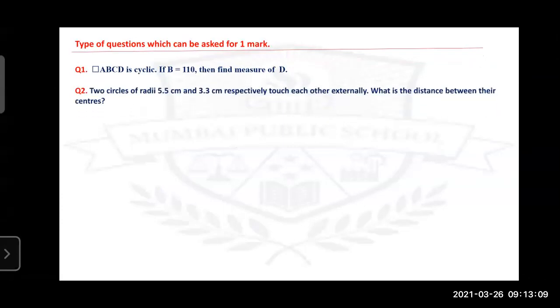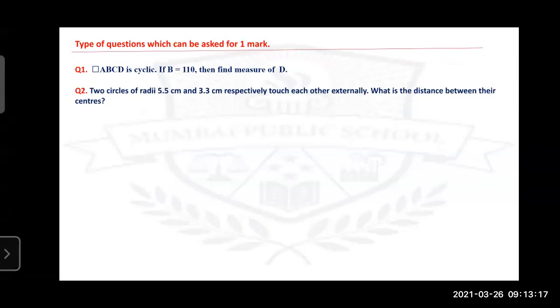And the type of question which can be asked for 1 mark. See, in the question, quadrilateral ABCD is cyclic. If angle B is 110, then find the measure of angle D. Okay, so opposite angles are supplementary, so 180 minus 110, that is equal to 70 degrees.